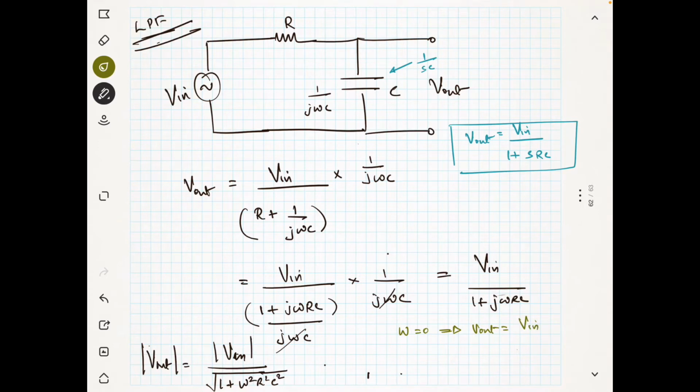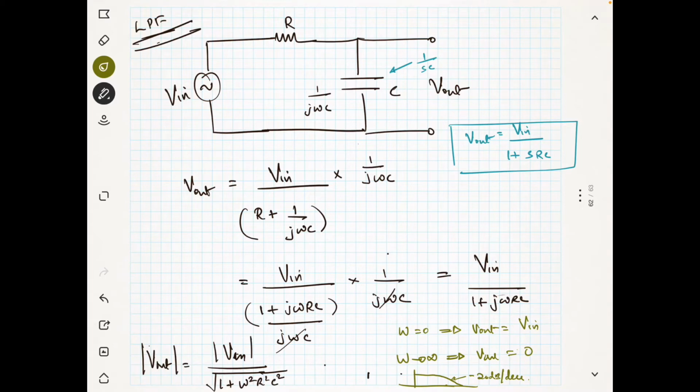Okay. Now, when omega is very high, what will happen when omega tends to infinity? What is happening here? You have a term 1 by 1 plus omega square. So, 1 by infinity, V out becomes 0. That means you are having a characteristic something like this, with a slope of minus 20 dB per decade. And what about the cutoff frequency? That we will come to later.